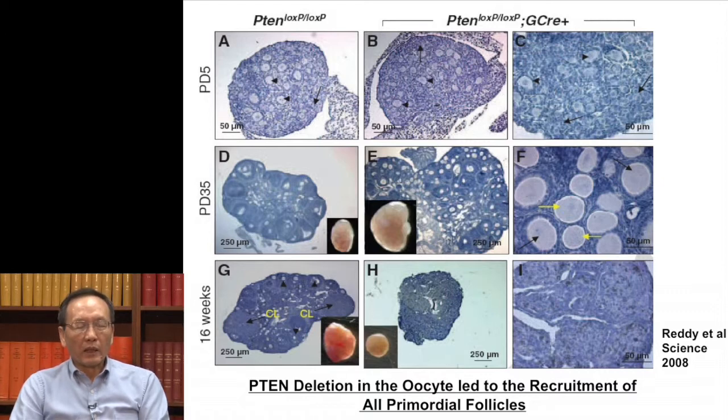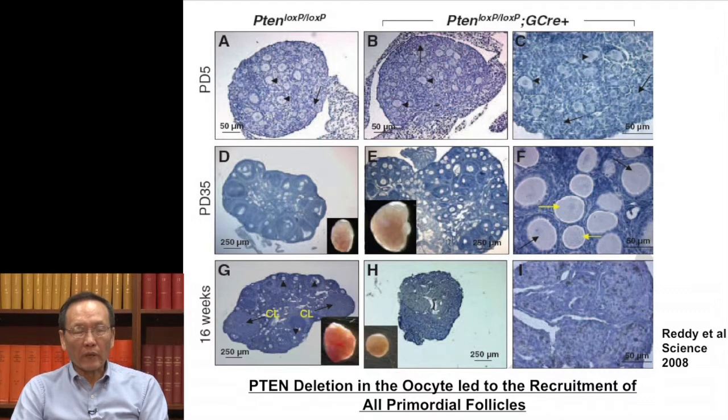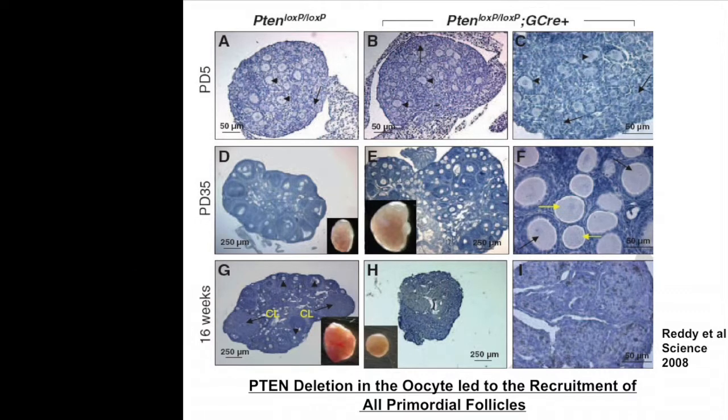However, by postnatal week 16, between G and H, you can see in the H picture, the PTEN knockout group, all the follicles are gone. So the ovary actually has nothing, no follicles left.